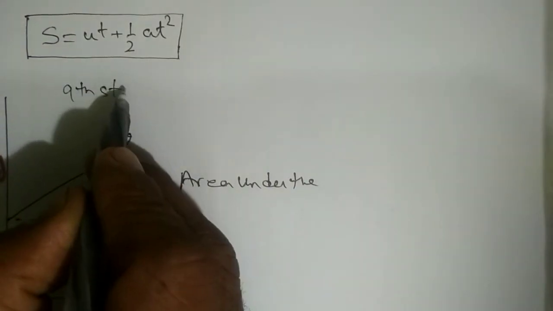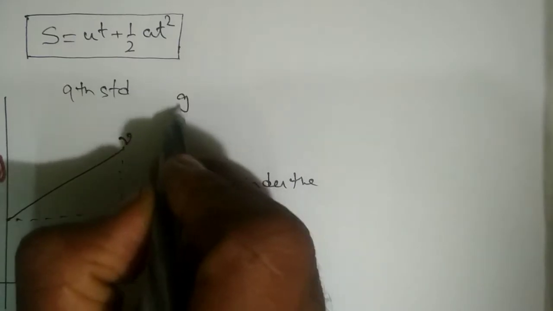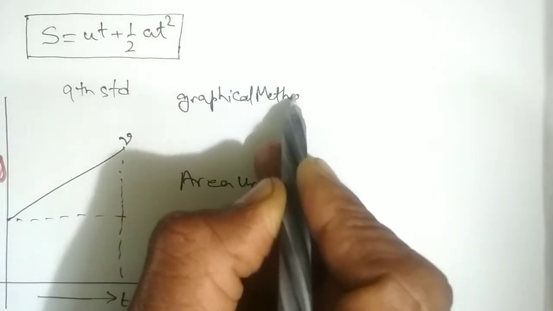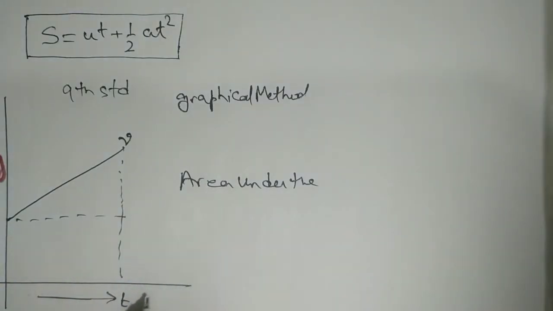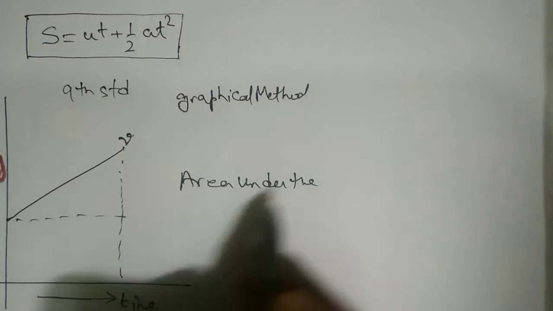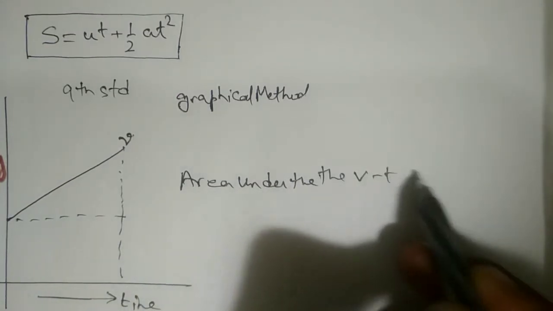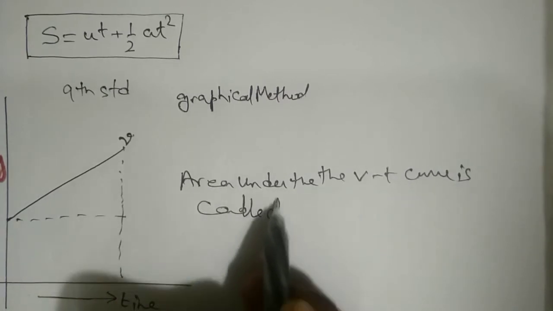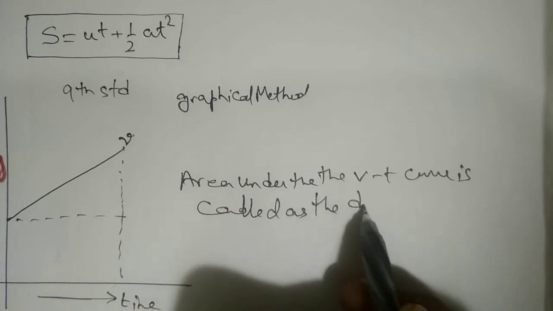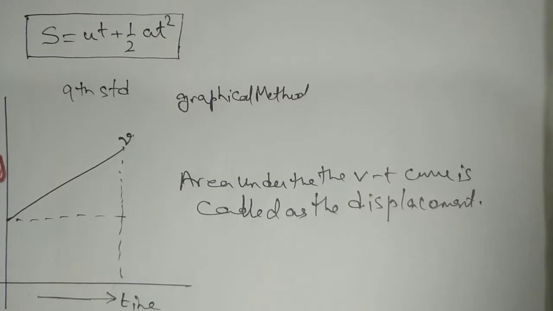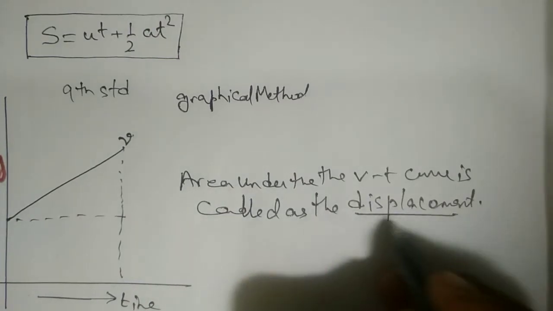First of all, in 9th standard we studied this using the graphical method. In this method there was an x-axis, which is the time axis, and the y-axis was velocity. The body started with initial velocity u and went to a final velocity v. The area under the vt curve is called the displacement. This is well known to us.